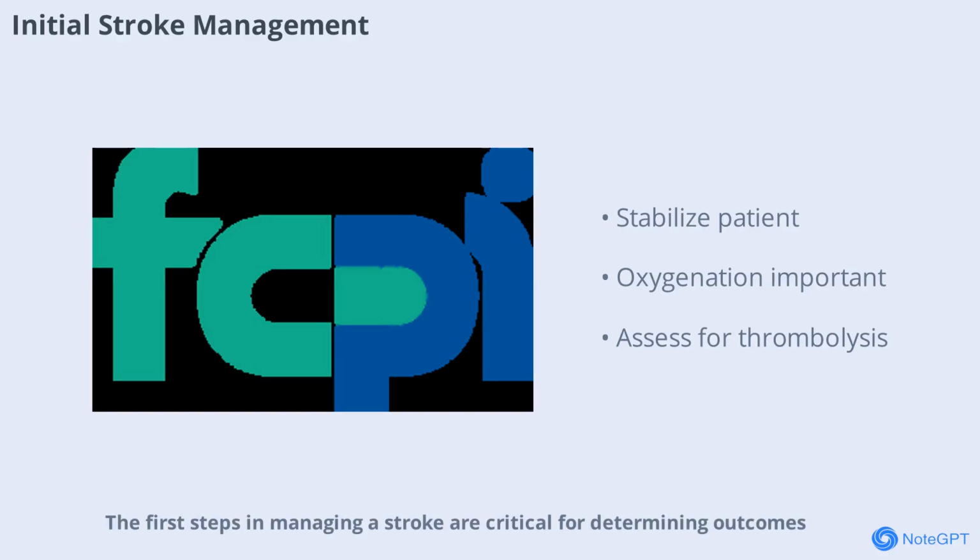First steps in managing a stroke are critical for determining outcomes. Stabilizing the patient, ensuring proper oxygenation, and maintaining hemodynamic stability are top priorities. Identifying factors that could worsen the situation, such as high blood pressure or low oxygen levels, is essential. Early assessment for eligibility for thrombolysis therapy can make a significant difference in recovery.